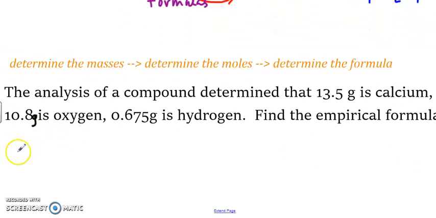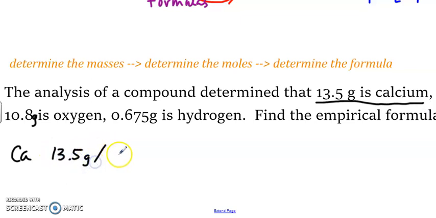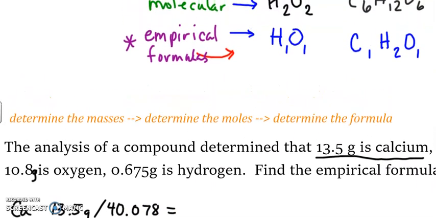We're going to take calcium, Ca, and we're going to take its mass on here, and it is 13.5 grams, and we're going to divide it by calcium's mass on the periodic table, which is 40.078. Okay, and that's going to give us the number of moles, and that's what we want, because I've got to show you something really quick before we go on further.